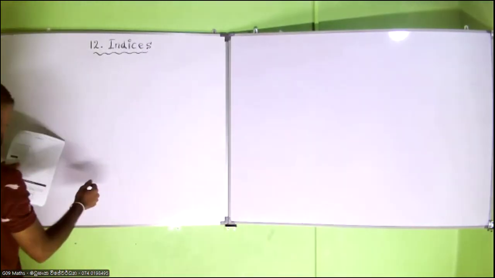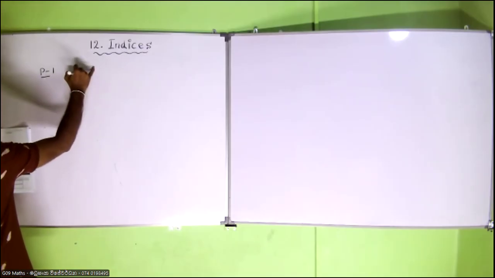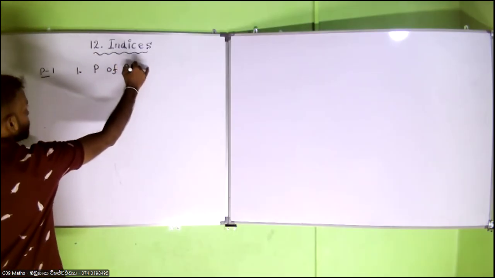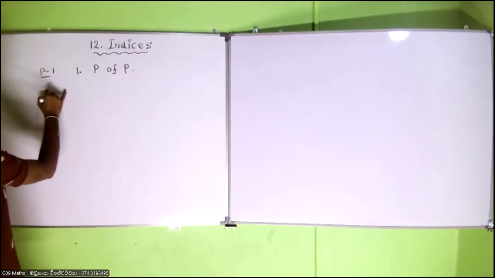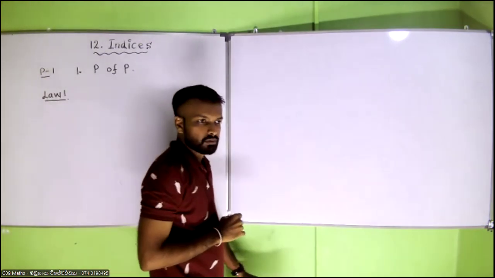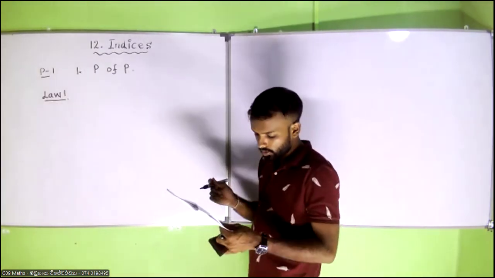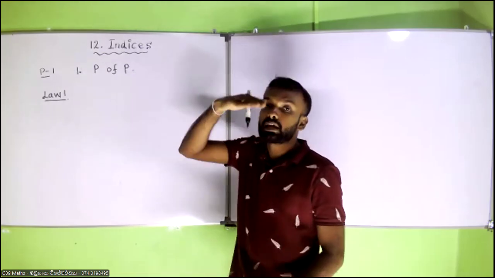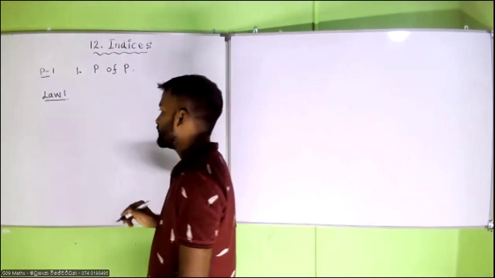Then we are going to discuss page number 1, bottom part, subtitle number 1: product of powers with the same base. For law 1, I have named it for our easiness. When multiplying 2 or more powers, if the base is same, indices can be added. Look at the book. Don't write yet.